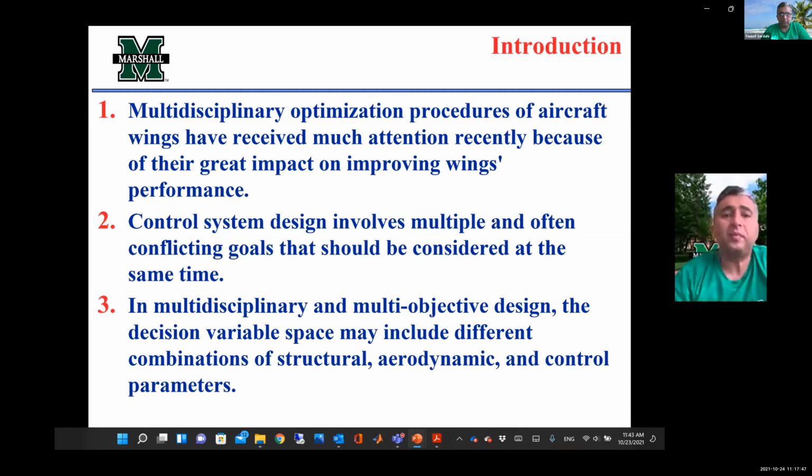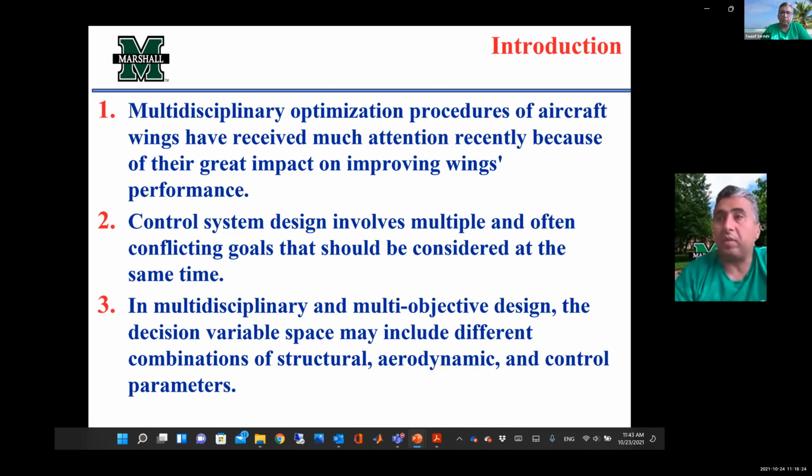Now, multidisciplinary optimization has received a lot of attention recently because of its great impact on the performance of aircraft wings. When we do a control system design, usually it involves multiple and often conflicting goals. This is why the optimization should be handled in a multi-objective setting. And for multidisciplinary, we need to include some of the design parameters of the control system, in our case also the estimator, in addition to the combination of structural and aerodynamic parameters of the aircraft wing.